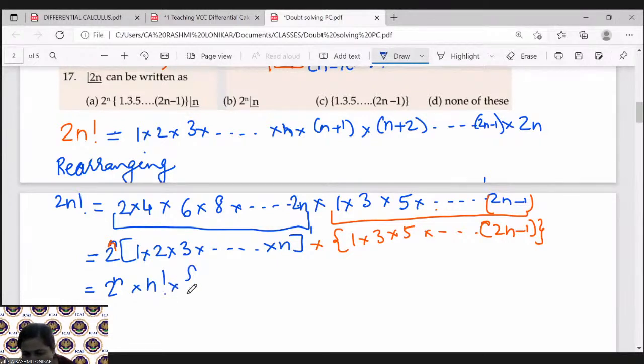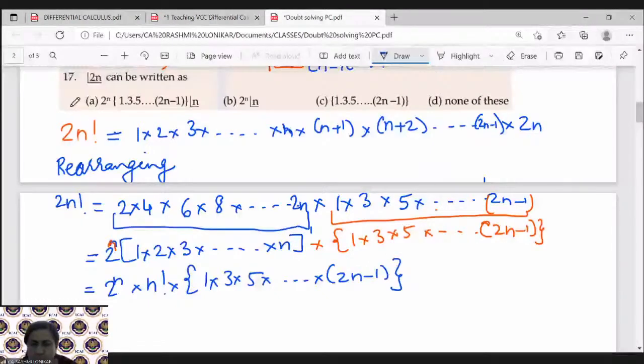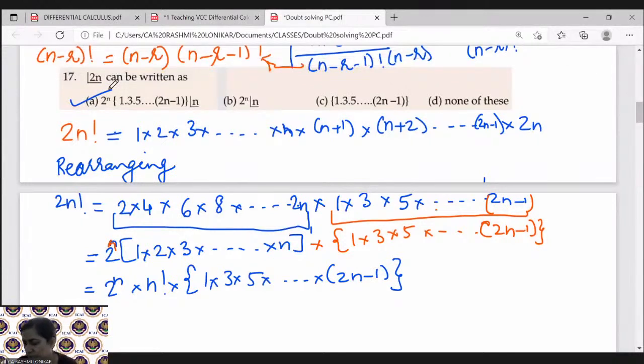And what do I have remaining? 1 into 3 into 5 into up to 2n minus 1. Okay. So A is the correct option. I hope you've understood.